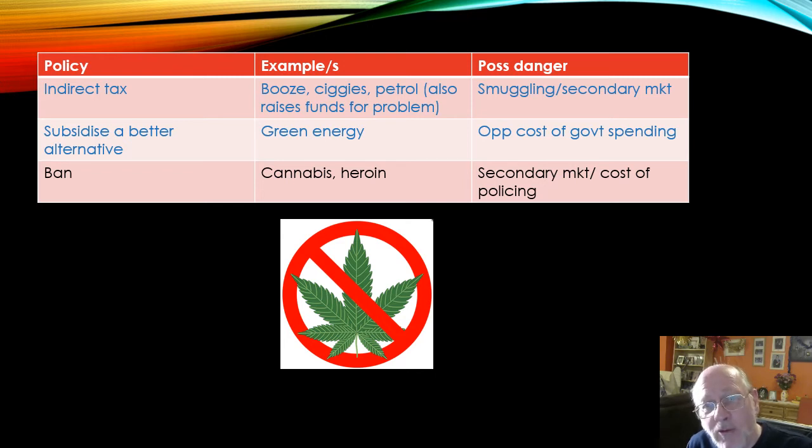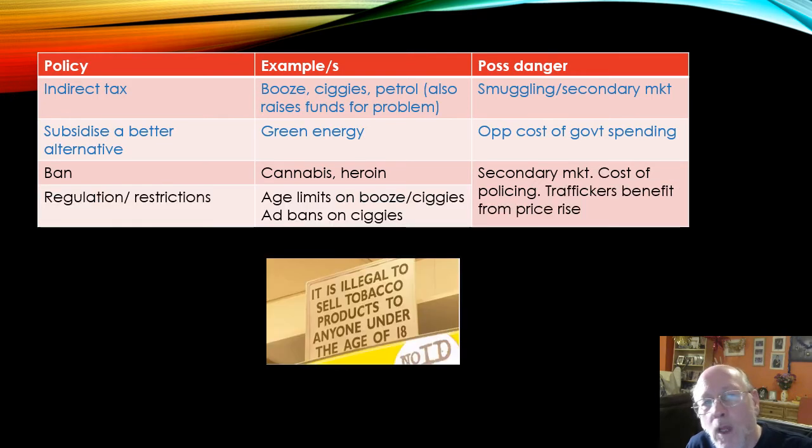You're going to have a secondary market emerging, and of course, because it's illegal, you've got the additional cost of trying to policing the entire thing. So particularly with things like cannabis, what some countries have gone down the route of is legalizing it, but then slapping a massive rate tax on it. Another non-market measure could be to impose regulations or restrictions on the good.